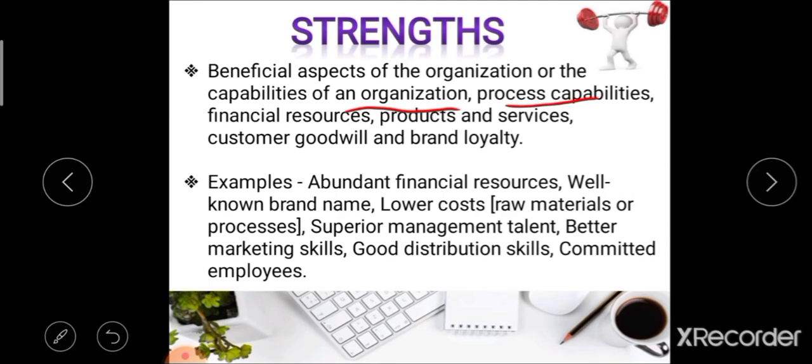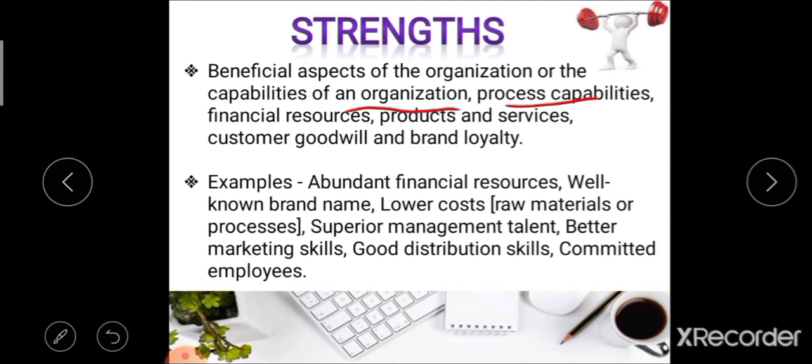In that, first one is abundant financial sources, then well-known brand name, lower cost, that means lower cost of raw material or any other processed product, then superior management talent, better marketing skill, good distribution skill and committed employment are some examples of the strength.